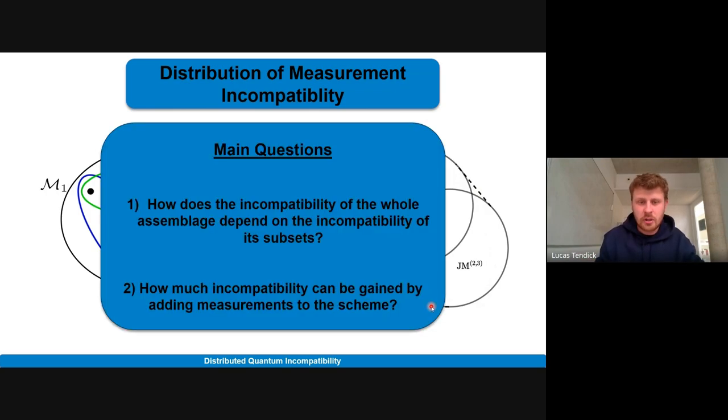The main questions we want to answer are: how does the incompatibility of the whole assemblage, so just a set of the measurements, depend on the incompatibility of its subsets? And also, if we consider incompatibility as a resource, how much can we gain by adding more measurements to our measurement scheme?